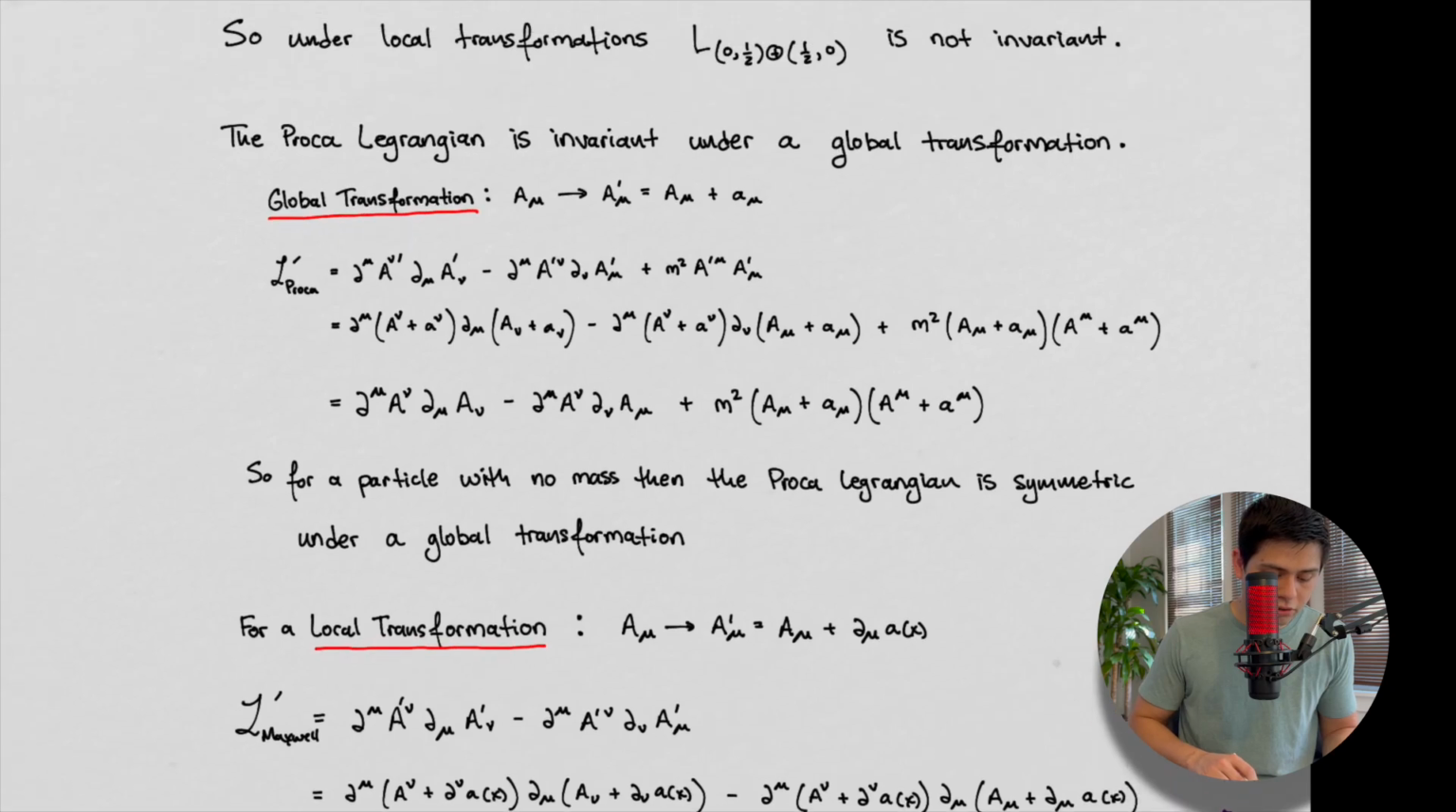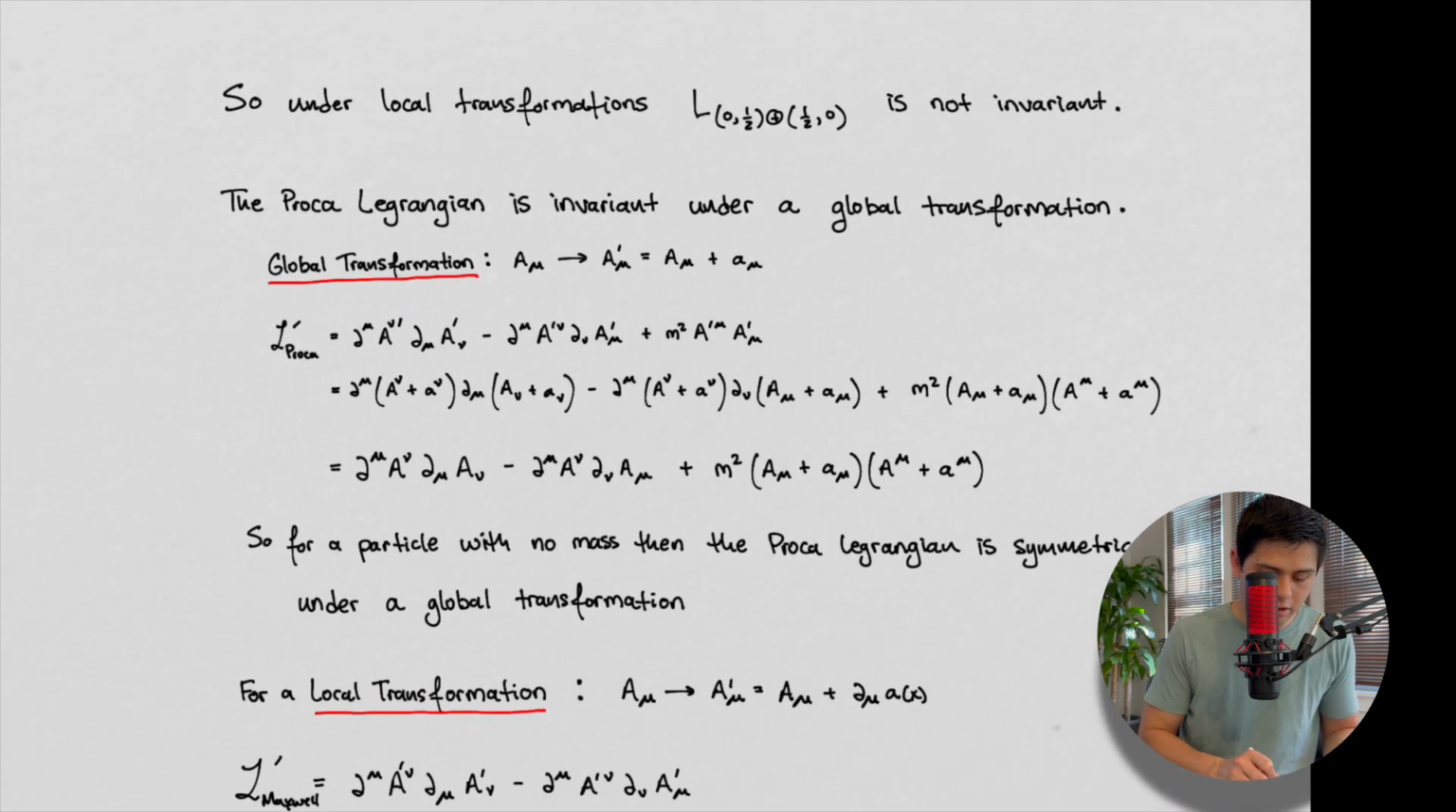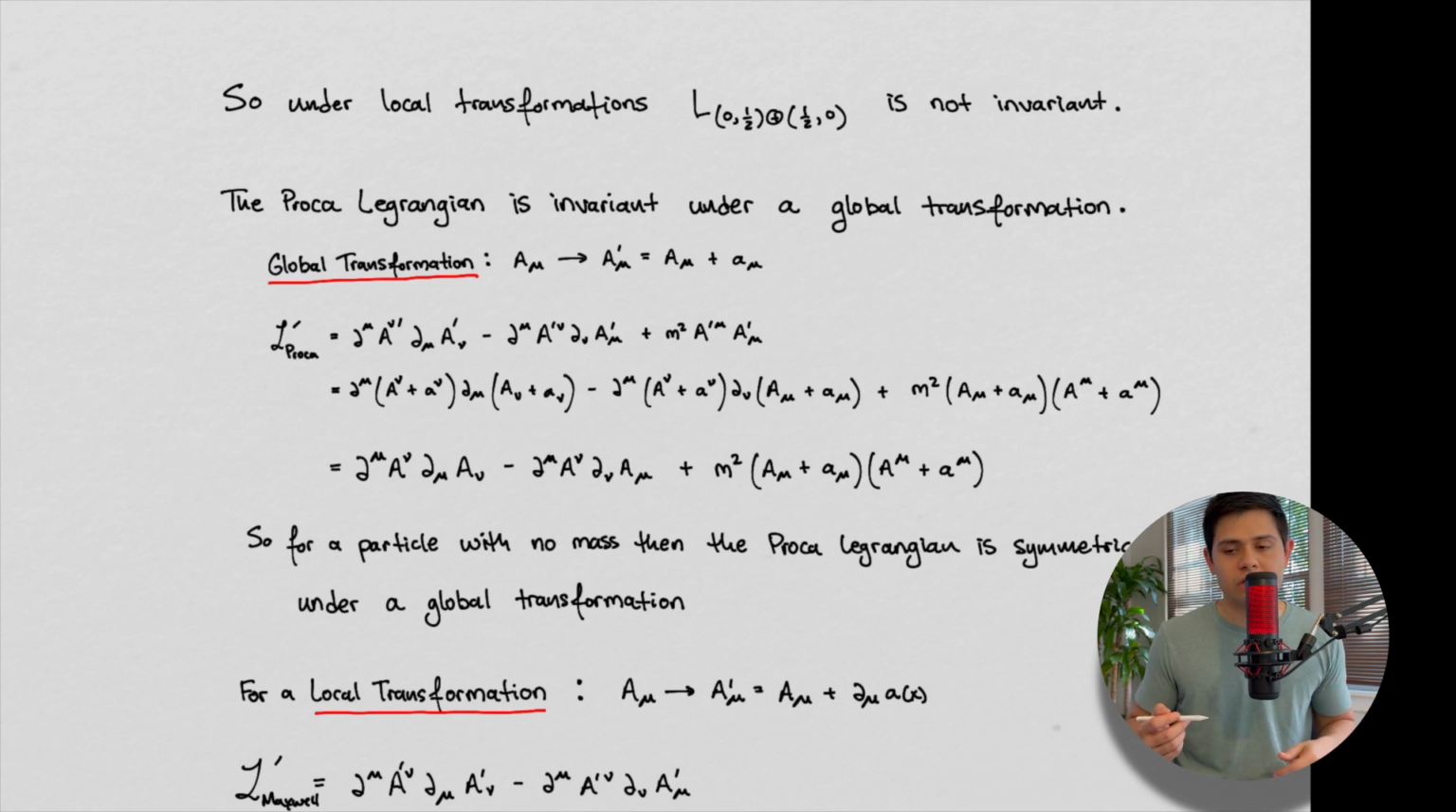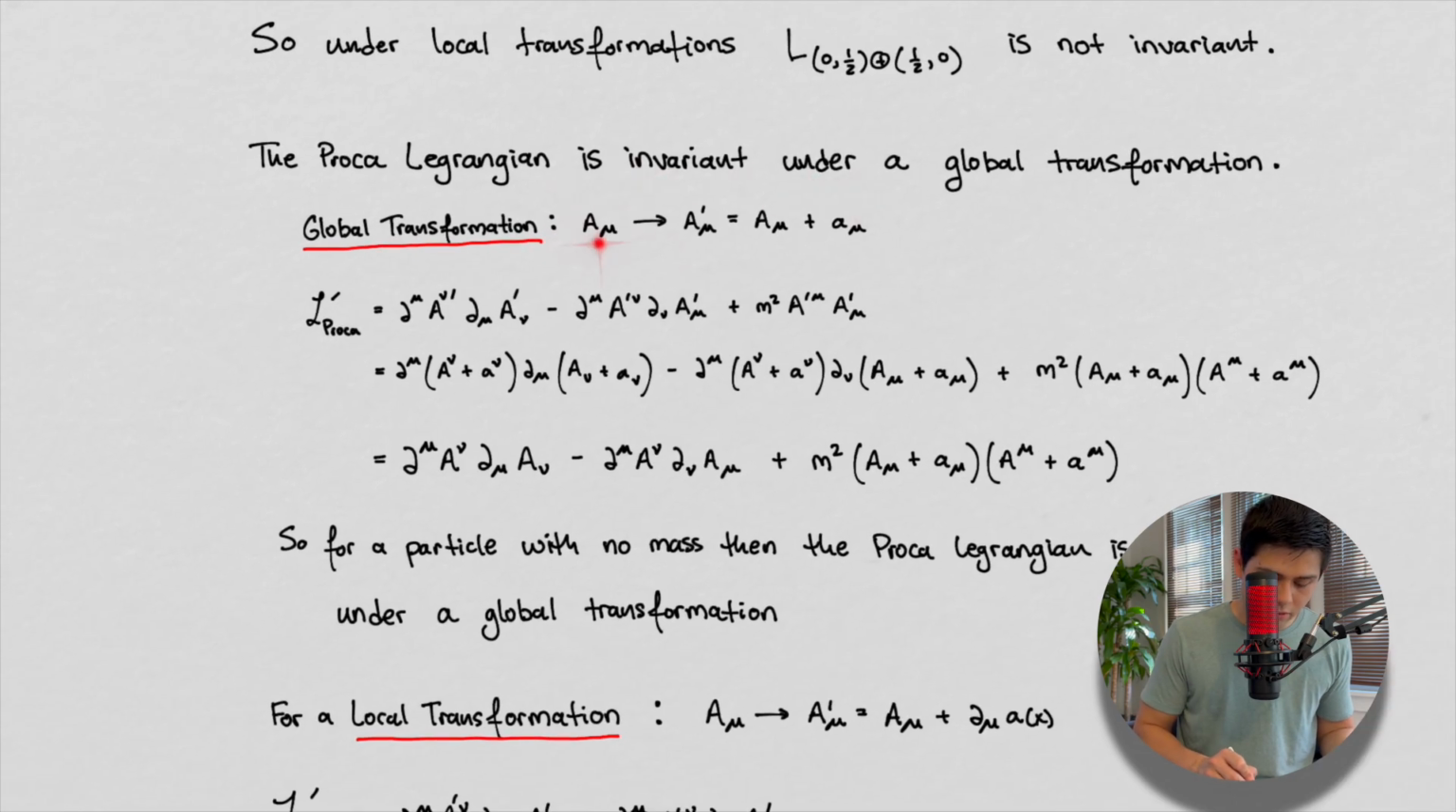And in order to do that, we need to think of the Proca Lagrangian first. So to do this, let's consider first a global transformation for our Proca Lagrangian. Now, keeping in mind that the Proca Lagrangian describes vectors, right? So this is the global transformation for a vector field.